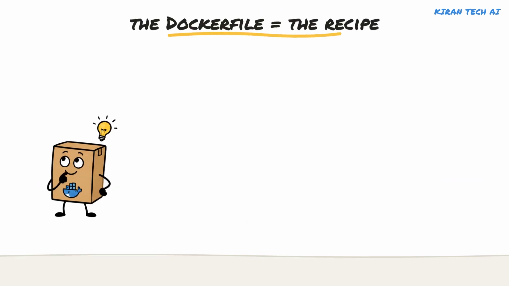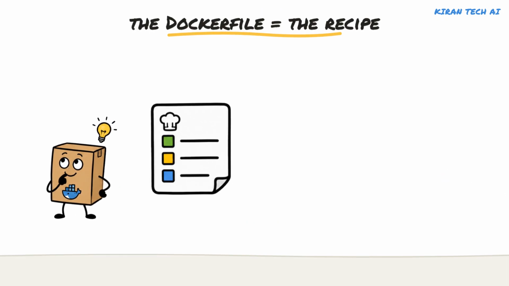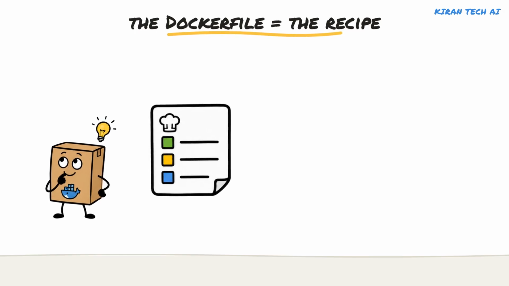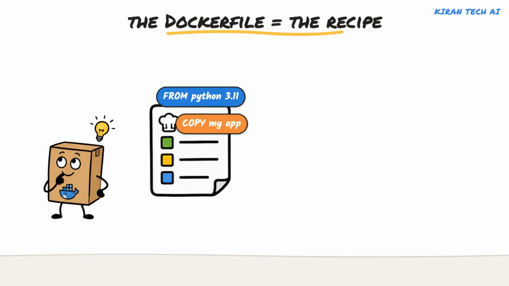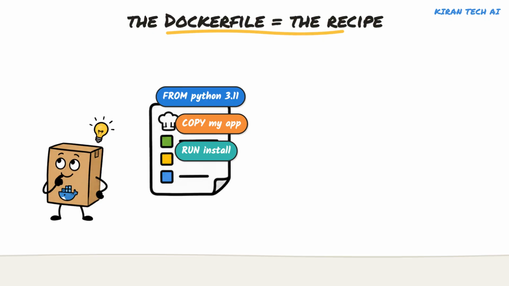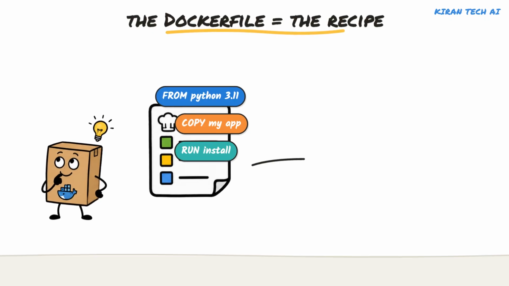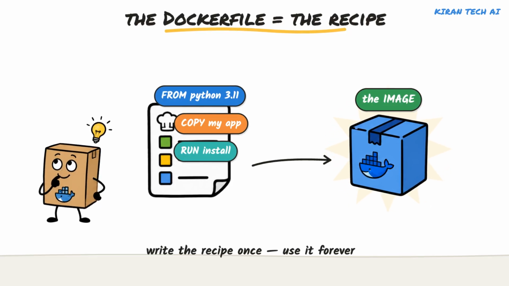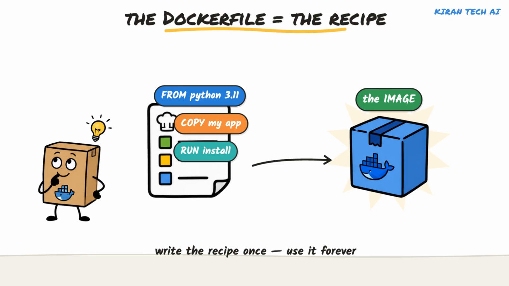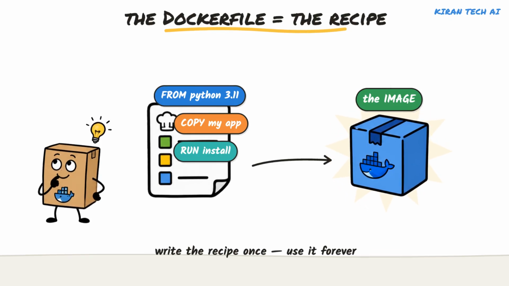Okay, but how does Boxy know what to pack? Simple. You leave him a recipe called the Dockerfile. And it reads just like one. Start from Python 3.11, copy my app, install my libraries, then run this command. Docker follows that recipe step by step, and out comes an image. And the best part? You write the recipe once and use it forever.